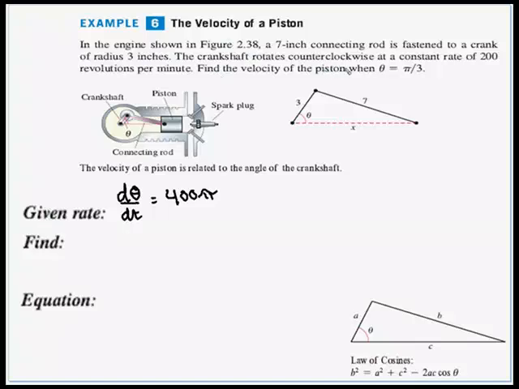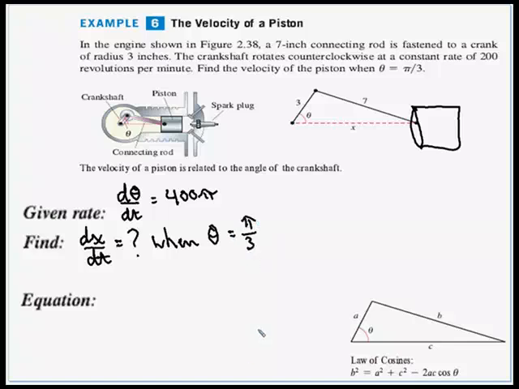What are they asking us to find? The velocity of the piston. The piston would be attached right here, sliding back and forth, so it's all related to this variable x. As the piston moves away, x grows. As the piston gets closer, x shrinks. So we're trying to find dx dt at a given point in time when theta is equal to 1/3 pi.